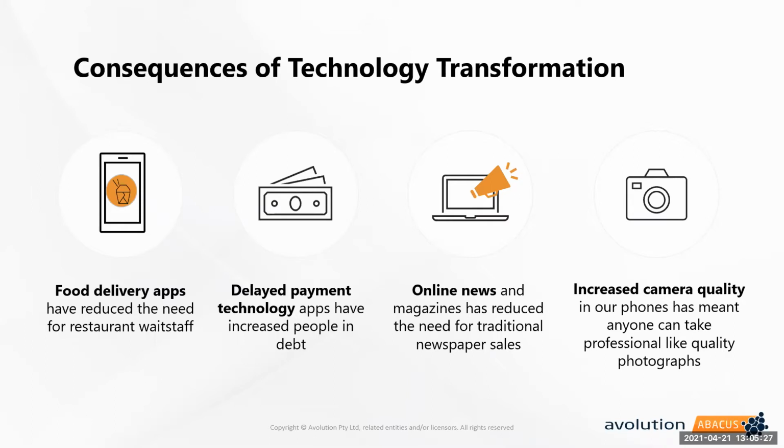Another one is online news, which of course is nothing new, but it is an important example. From newspapers or physical ways to consume information has transitioned to digital news sites. They share information and have affected traditional newspaper sales. And even minor things like better camera quality on phones have led to people becoming DIYers by using better cameras on their phones to take professional quality photos.